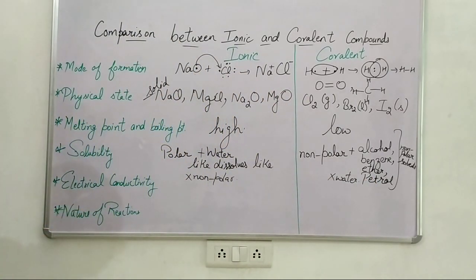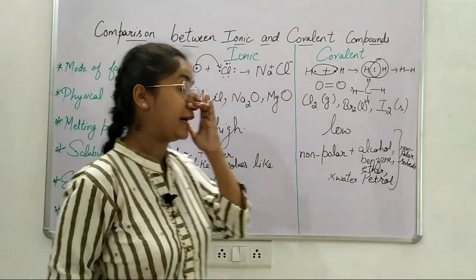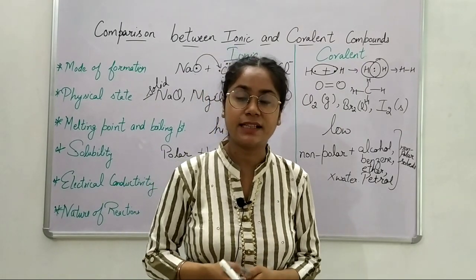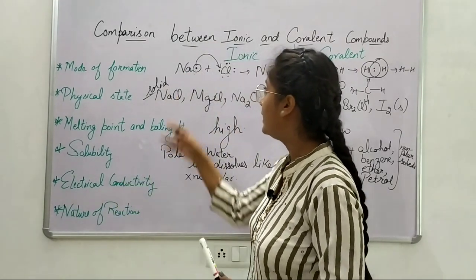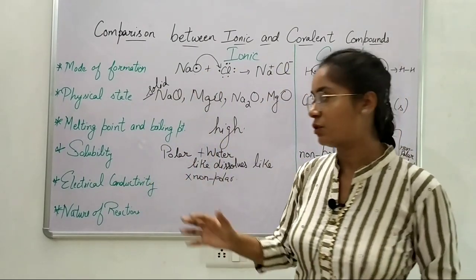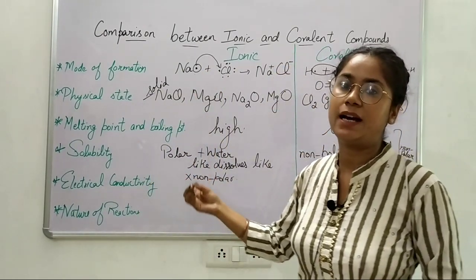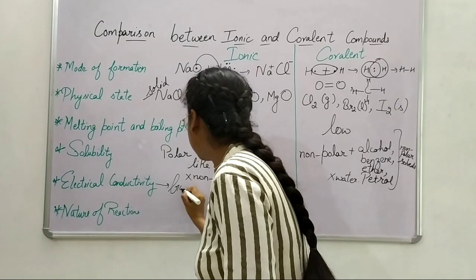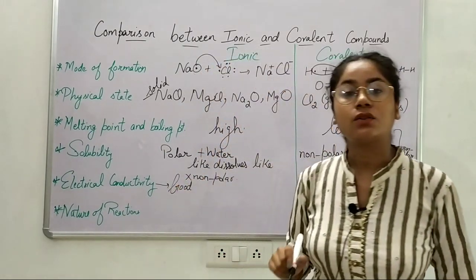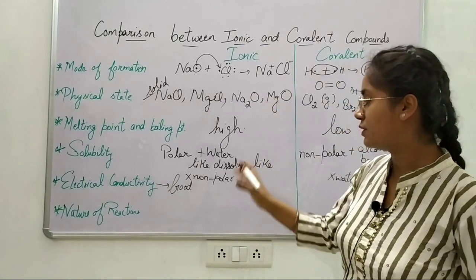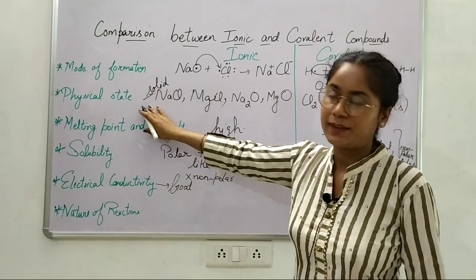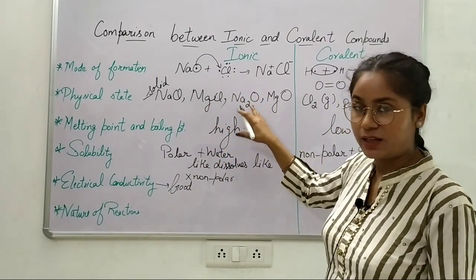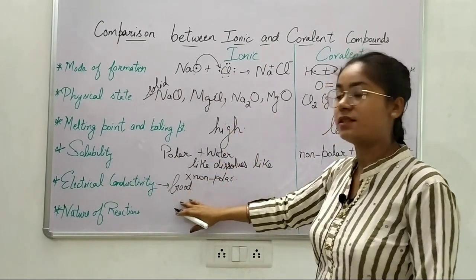Then is electrical conductivity. Now by electrical conductivity, what do you mean? That means the compounds that conduct electricity at a good rate, right? So in case of ionic compounds, what do you think? They are good conductors of electricity or bad conductors of electricity? Well, of course, they are good conductors of electricity. Now, why are they good conductors? Well, they are not good conductors of electricity in solid state. When these compounds are molten or dissolved in water, they become good conductors of electricity.